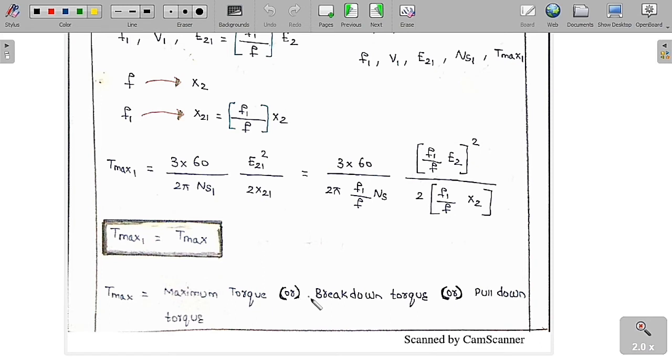The synchronous speed is directly proportional to frequency, the induced voltage in the rotor is also directly proportional to frequency, and the rotor reactance is also directly proportional to frequency. These are the points that you always have to remember. So whenever we keep the V by f ratio constant, the maximum torque is always the same for both cases, while the synchronous speed, the EMF induced in the rotor and the rotor reactance will vary, but the maximum torque will always be constant. Tmax is also called the maximum torque, breakdown torque or pull down torque. These are the different names for Tmax.